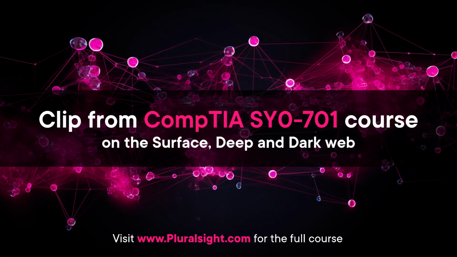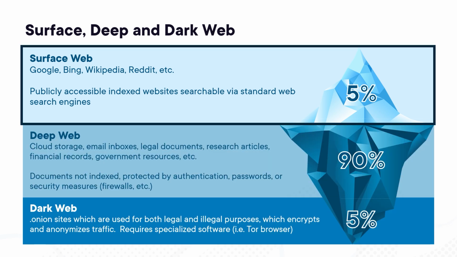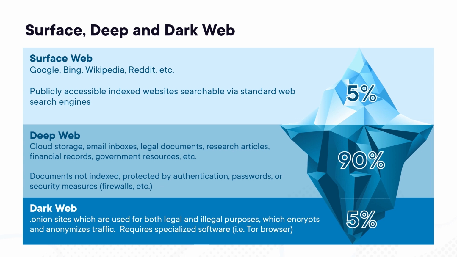We have the surface web, which is pretty much what we're used to, the deep web, and then the dark web. So the surface web are publicly accessible websites that are indexed by search engines like Google, Bing, Wikipedia, Reddit, and so on and so forth, right? Publicly accessible websites that people visit on a daily basis. They're also accessible via standard web browsers. That actually comprises about 5% of what's available on the internet. So that's why I have the picture of the iceberg here.